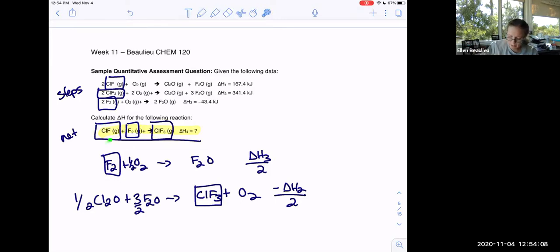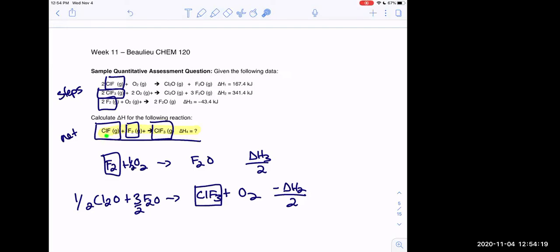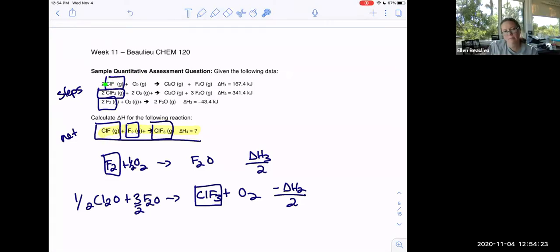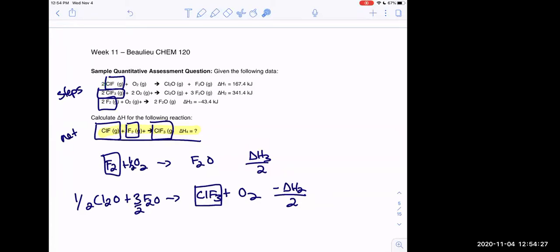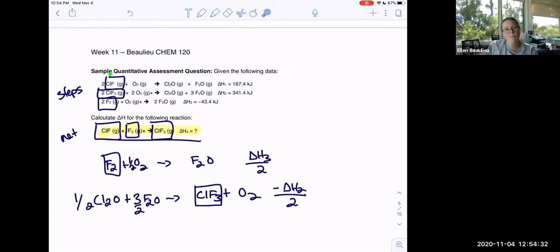So I need chlorine monofluoride. It is found in step 1. Is it a reactant or a product here? It's a reactant. Is it a reactant or a product here? Reactant. Also a reactant. So do I need to flip this? Nope. How many moles of it do I need? Just 1. How many moles are in this one? 2.